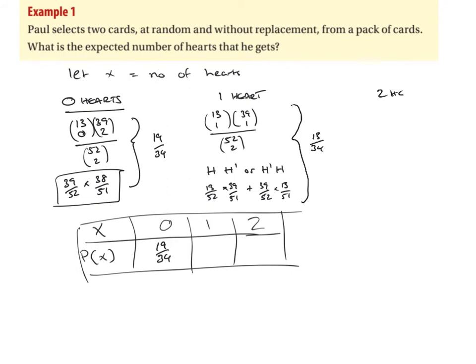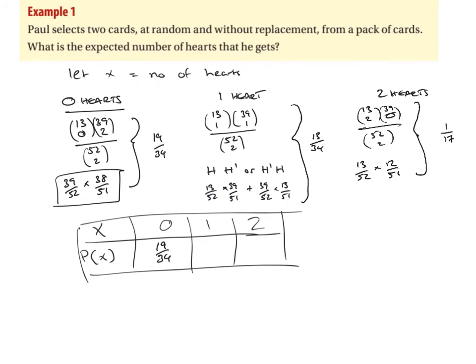And then we've got 2 hearts. Again, using the combination method, we get 13 choose 2, and we get 39 choose 0, all over 52 choose 2, because that's the total number of ways we can do it. Otherwise, we can say that if we want 2 hearts, then we've got a 13 over 52 chance, multiplied by 12 left out of 51. And again, guys, you're going to get exactly the same answer. When you work that out, it's 1 over 17.